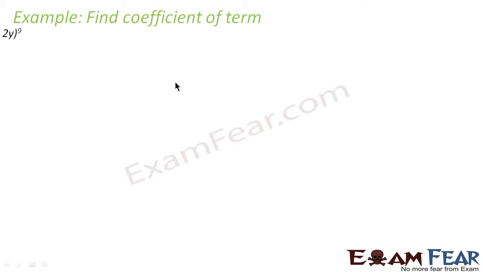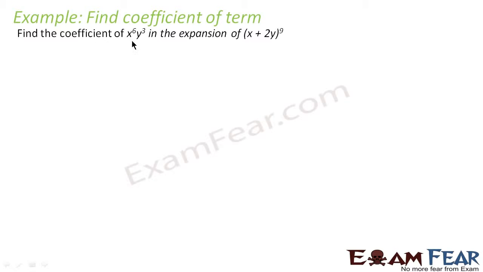Now the next question is we have to find the coefficient of a term. So here is a question where we have to find the coefficient of x^6 y^3 in the expansion of this. So what we have to do, we have to first expand this, and then we have to find the coefficient where the term is this.